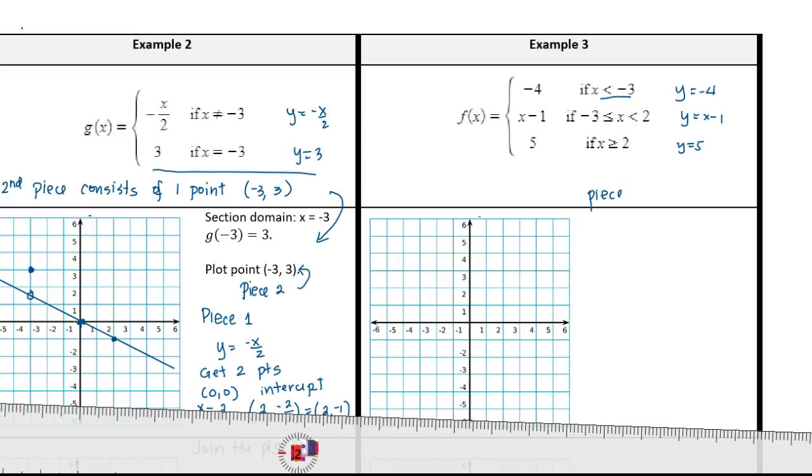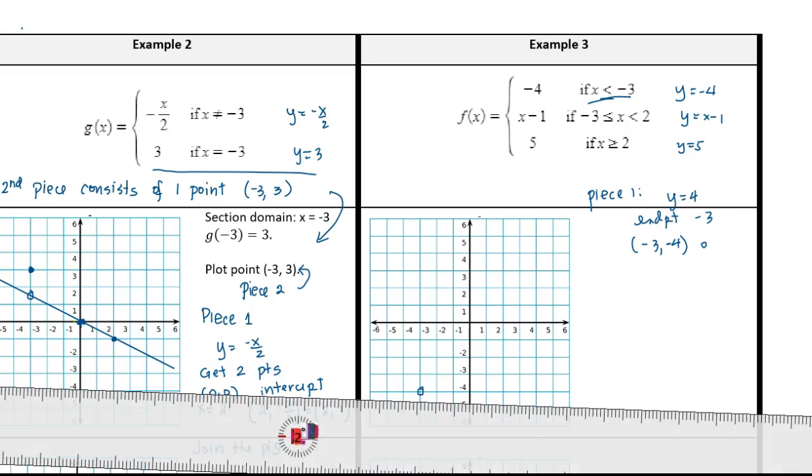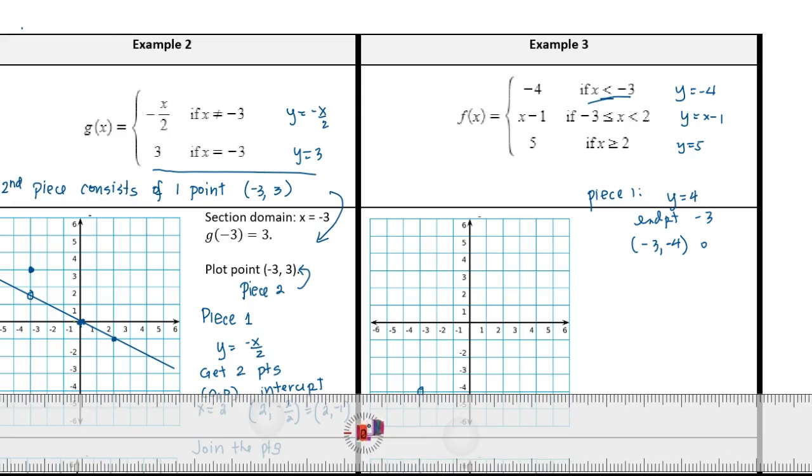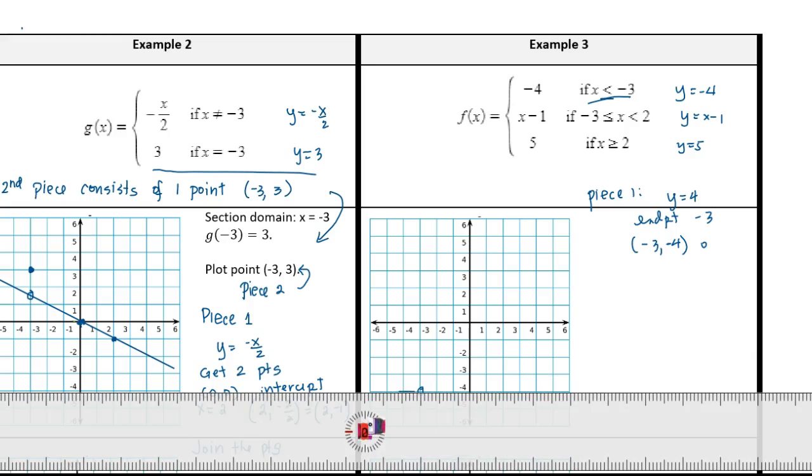For example 3, piece 1 is a horizontal line for the domain x less than -3. So the endpoint of the domain is -3. We get the point on the graph as -3, 4, and it's going to be an open point. So it's a horizontal line, and the dead end is that open point.